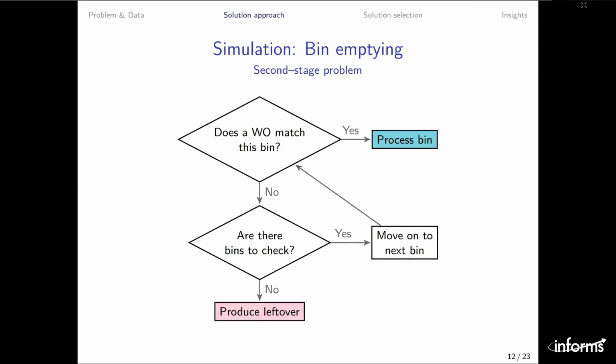Now, concerning the procedure for emptying bins, by checking bins sorted by ascending quantity level, we follow these rules. First, we search for a work order that matches the selected bin. This is a work order for which the bin has the same SKU and enough quantity to process it. In case there is one, the selected bin is processed according to the work order. Otherwise, we move on to the next bin in queue. If there are remaining bins to select, we move on to the next bin. Otherwise, we process the bin's content as leftover material.